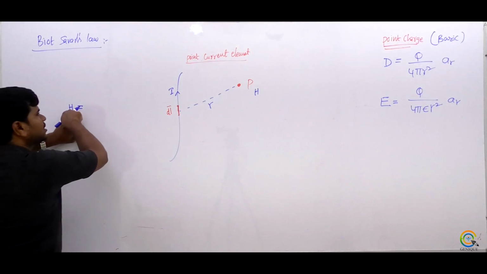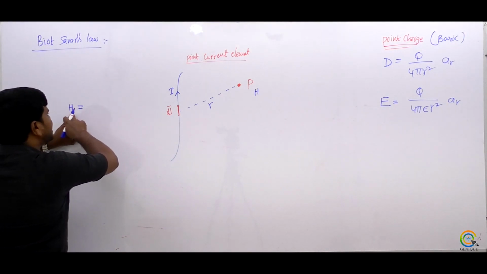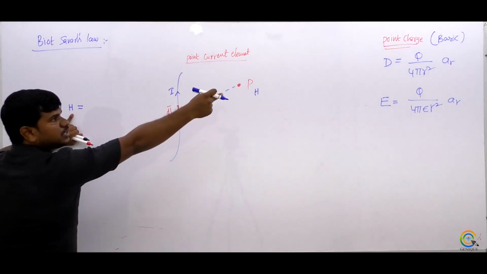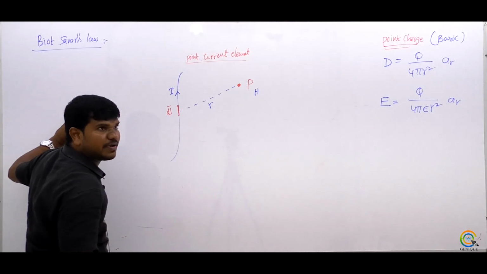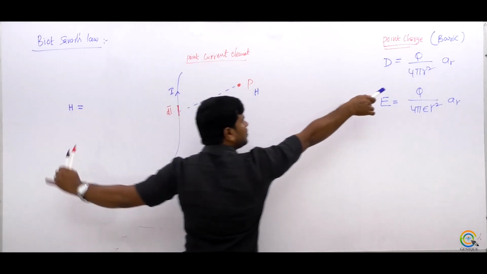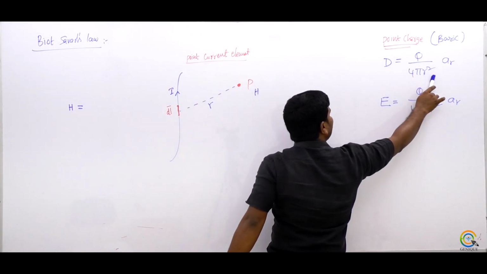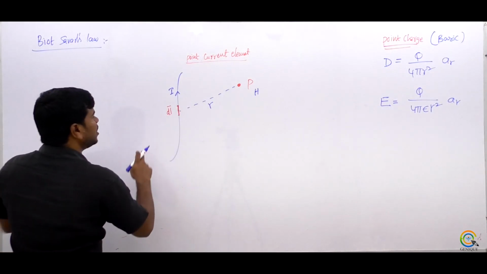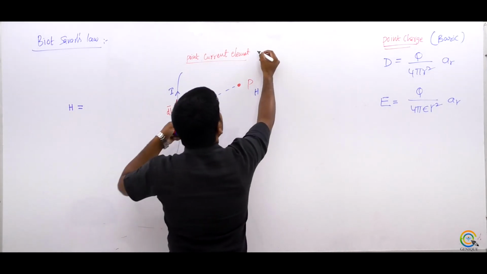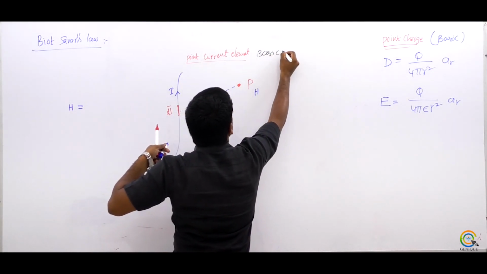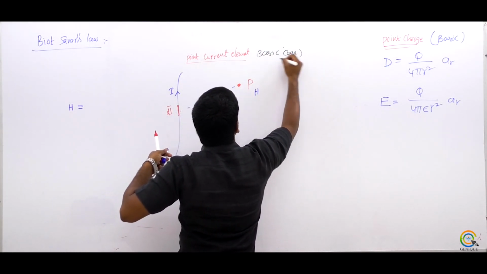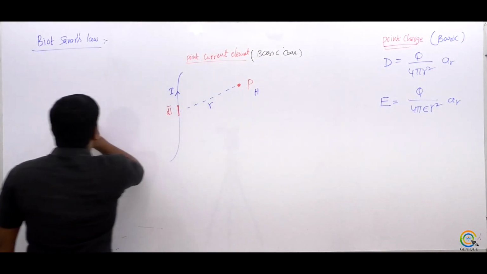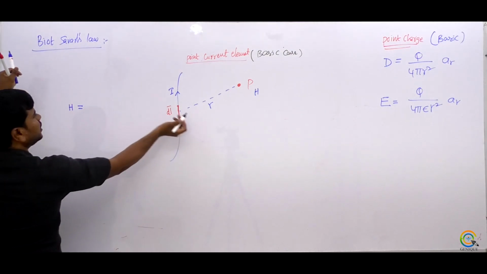H can be written as Q divided by 4 pi R square. Q divided by 4 pi R square means basic cause divided by 4 pi R square into AR. So what is the basic cause here? This is the basic cause for the magnetic field. It is the basic cause for the electric field. So that's why H can be written as what?